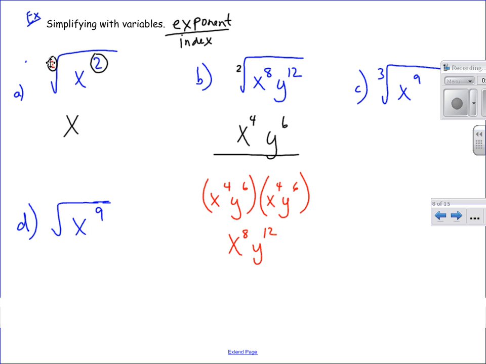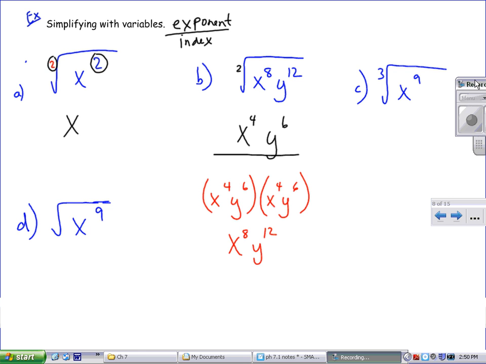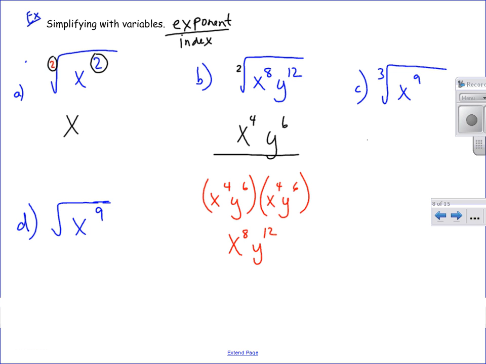Let's look at this one over here. Now I'm going to take a cube root. What times itself 3 times is x to the 9th? Well, that would be 9 divided by 3, so x to the 3rd. So again, divide the exponent by the index.